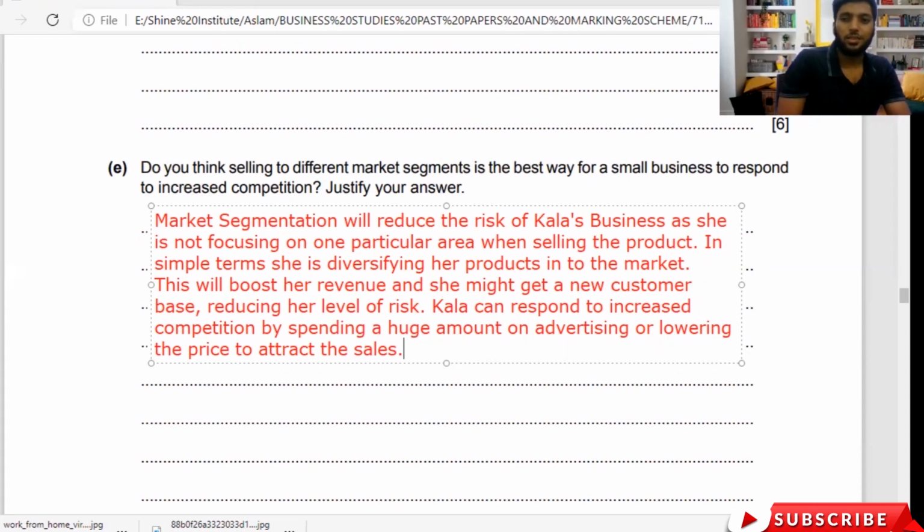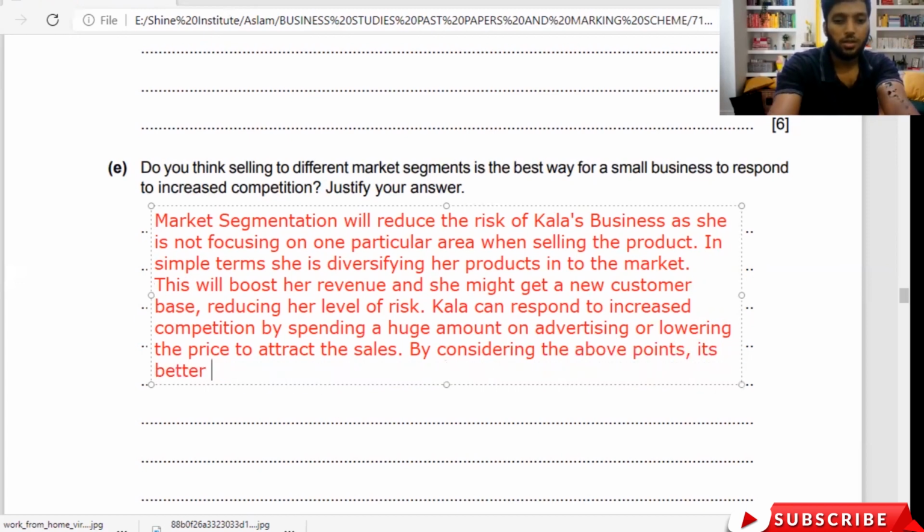So I consider it's better to segment the market and sell the product, because it can diversify, bring customers, and reduce the level of risk. But on the other side, spending on advertisement and lowering the price will also reduce the money you are going to get. So I will write a conclusion by considering the above points. Always say it like that. Don't write from my point of view or give an opinion. Don't write I. Always say by considering the above facts or by considering the above points. This is a good term you can use.